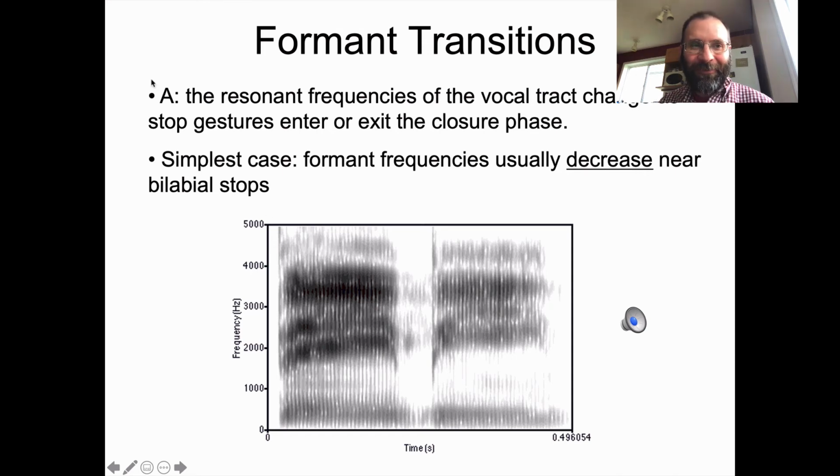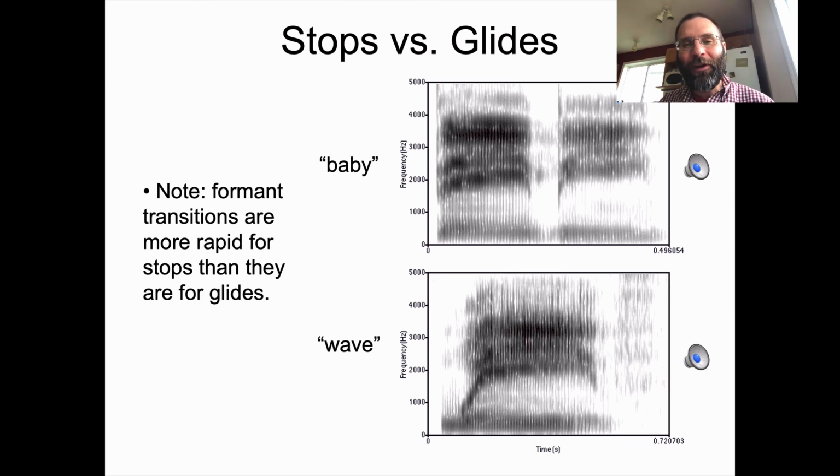Unfortunately, the other stop places of articulation don't work quite that simply. But here I've got arrows pointing out the formant transitions. I'm also going to point out here that formant transitions for stops, going into or out of stops, are usually going to be a lot quicker. They're going to go by a lot more rapidly than what we see for glide articulations.